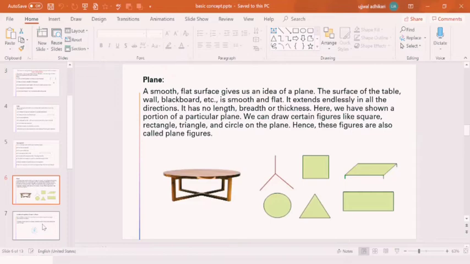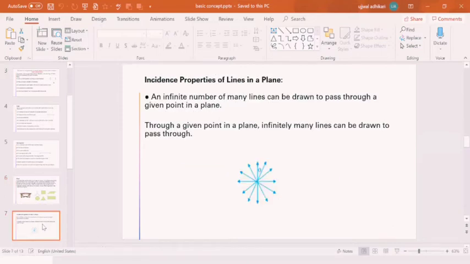Students, you must clear the concept of the plane, and while clarifying the concept of the plane, a smooth and flat surface provides the concept of a plane. Next topic is the incidence properties of lines in a plane. When we put some lines on the plane surface in different ways, this may have different coincidences and different shapes may be formed.